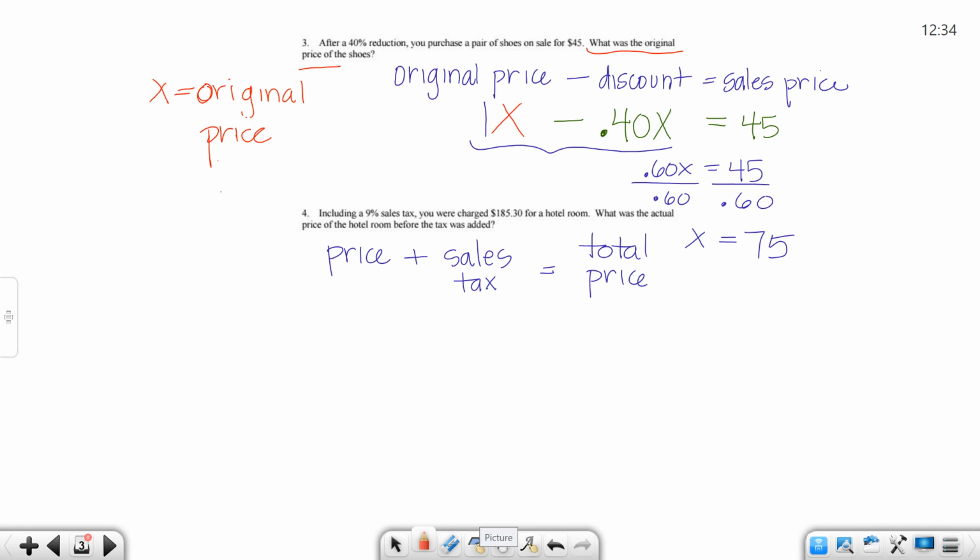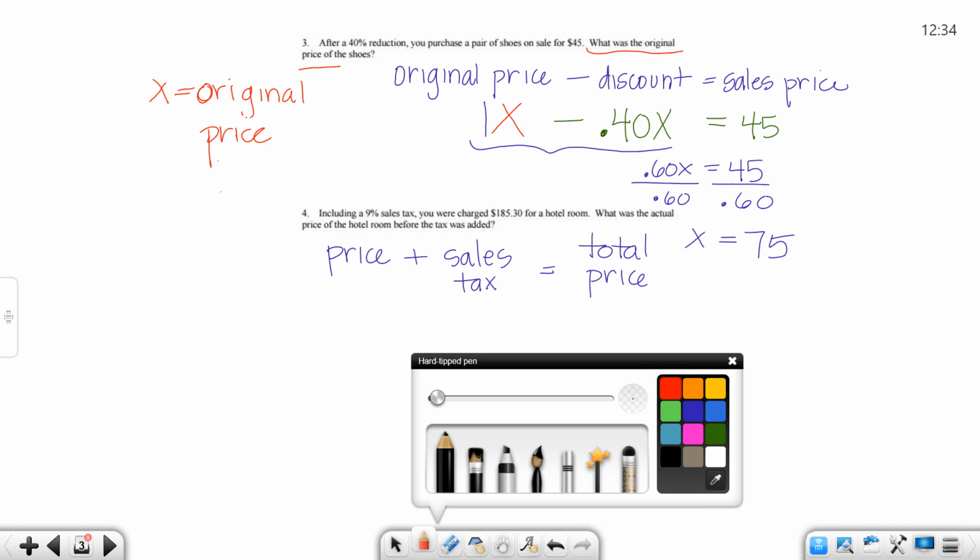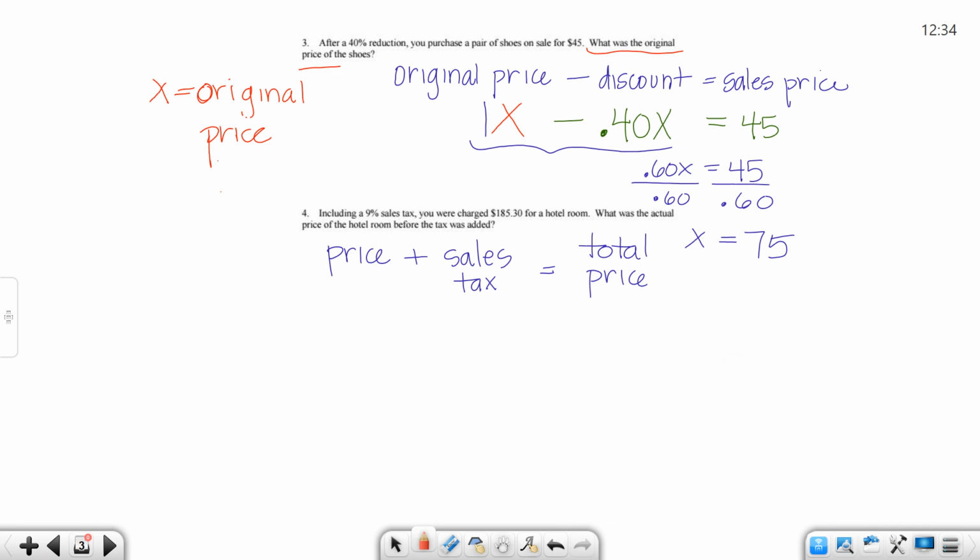Okay, next we have a sales tax example. In real life, when you purchase something with sales tax, you'll have the original price, they'll add sales tax to it, and then that will be your total price. In this particular problem, the question says what was the price before tax? So X would be price before tax.